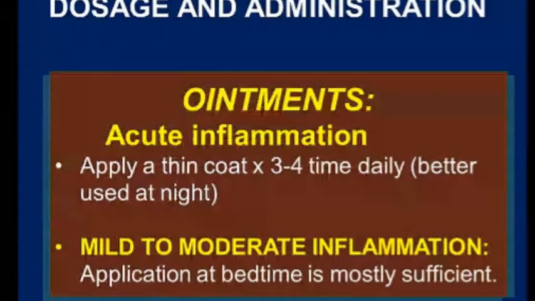So ointments for acute inflammation. How you apply it is you ask the patient to apply a 1/8 inch coat in the fornix 3 to 4 times daily, usually at night, as it is better administered at night. Or if you can't do 3 to 4 times daily, you can just do once daily at night. So for mild to moderate inflammation, at bedtime is okay.